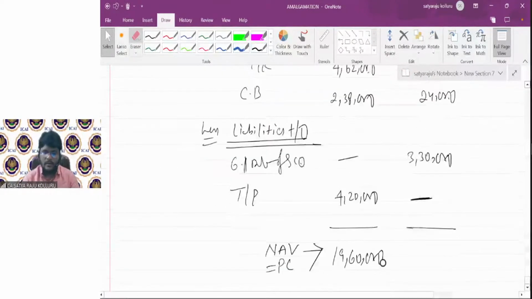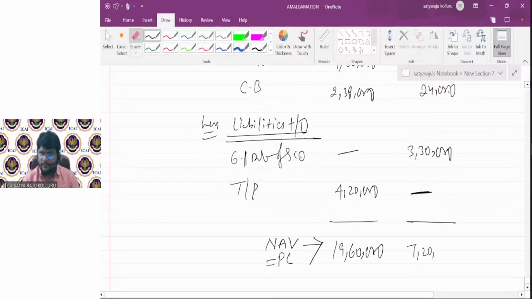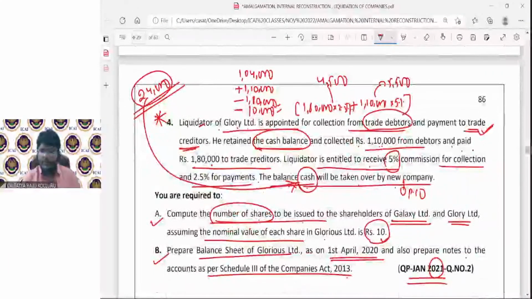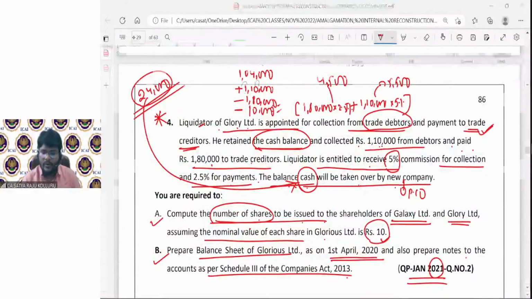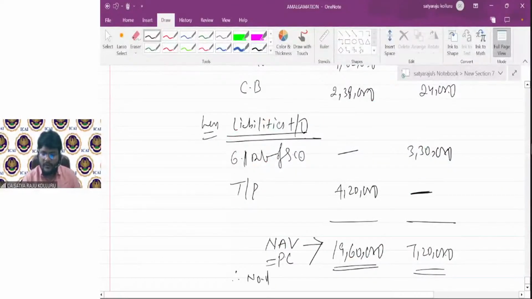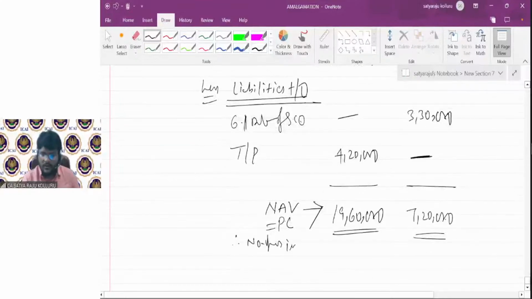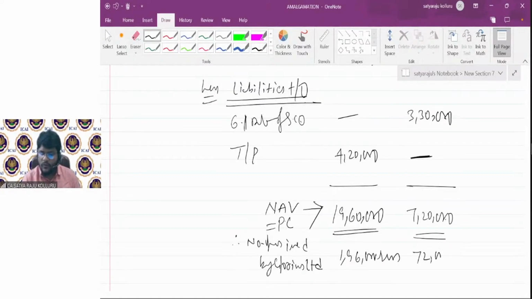So here I got 7,20,000. For Galaxy 19,60,000, for Glory 7,20,000. What is the first question? Compute the number of shares to be issued to the shareholders of Galaxy Limited and Glory Limited. Therefore, number of shares issued by Glorious Limited: 19,60,000 divided by 10 rupees, that equals 1,96,000 shares. Here 72,000 shares. Am I right, guys? It's absolutely correct, right?